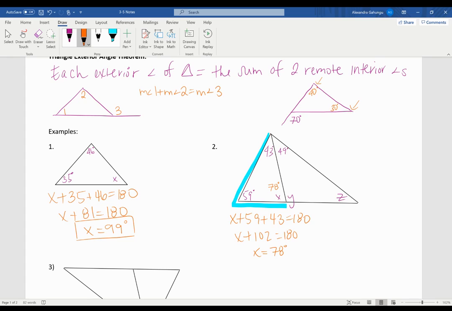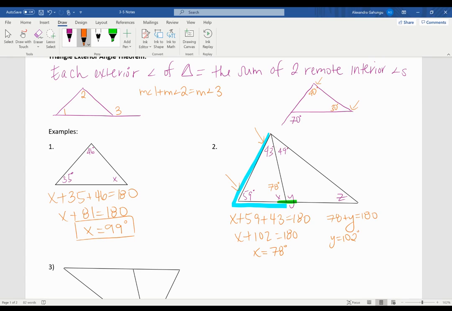And now we're going to look for y and z. Well, we still have the idea that we have a linear pair here with x and y. So the two of those should add up to 180. But now I know that 78 plus y should add up to 180, because they are a linear pair, so then y is 102, which actually makes sense because our interior angles, these two added together, add up to our exterior angle, that 102.